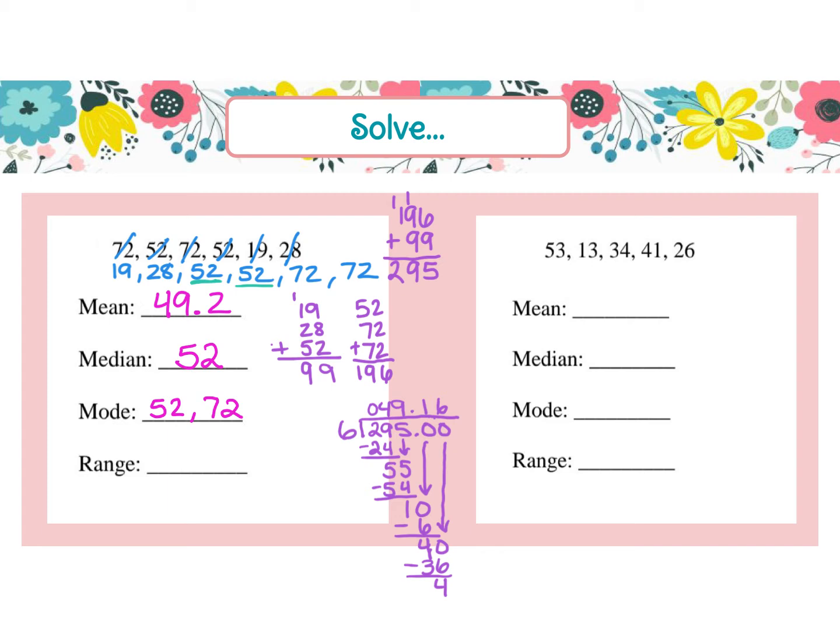Last, we'll solve for our range. To find the range, we need to look at the smallest value and the largest value in the data set and subtract the two. We can subtract 72 minus 19, and when we do, we get 53. Our range for this data set is 53.